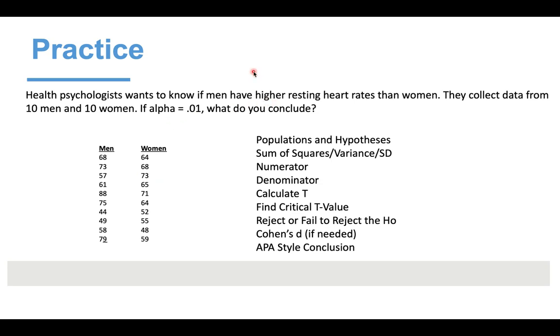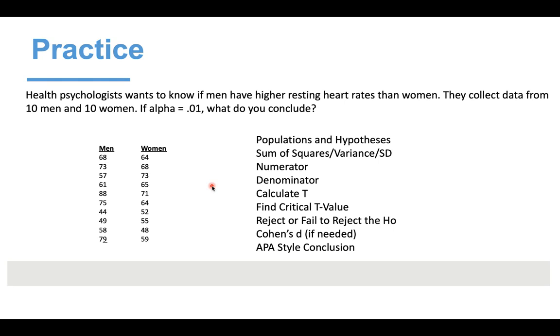So our research question is about gender and resting heart rates. Our independent variable is gender. Our levels are men versus women. Our dependent variable, our outcome, our measurement, is resting heart rate. Here are the main steps that we need to take, broken down piece by piece and bit by bit. We're going to walk through each of these in turn until we end with our APA-style conclusion.